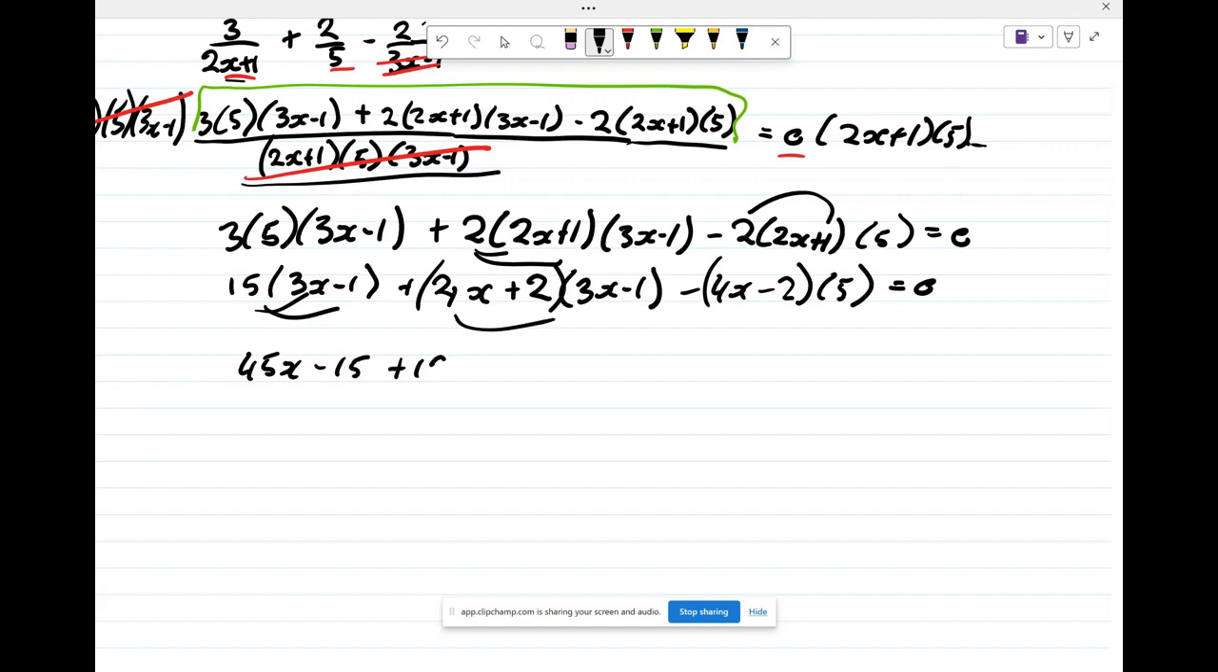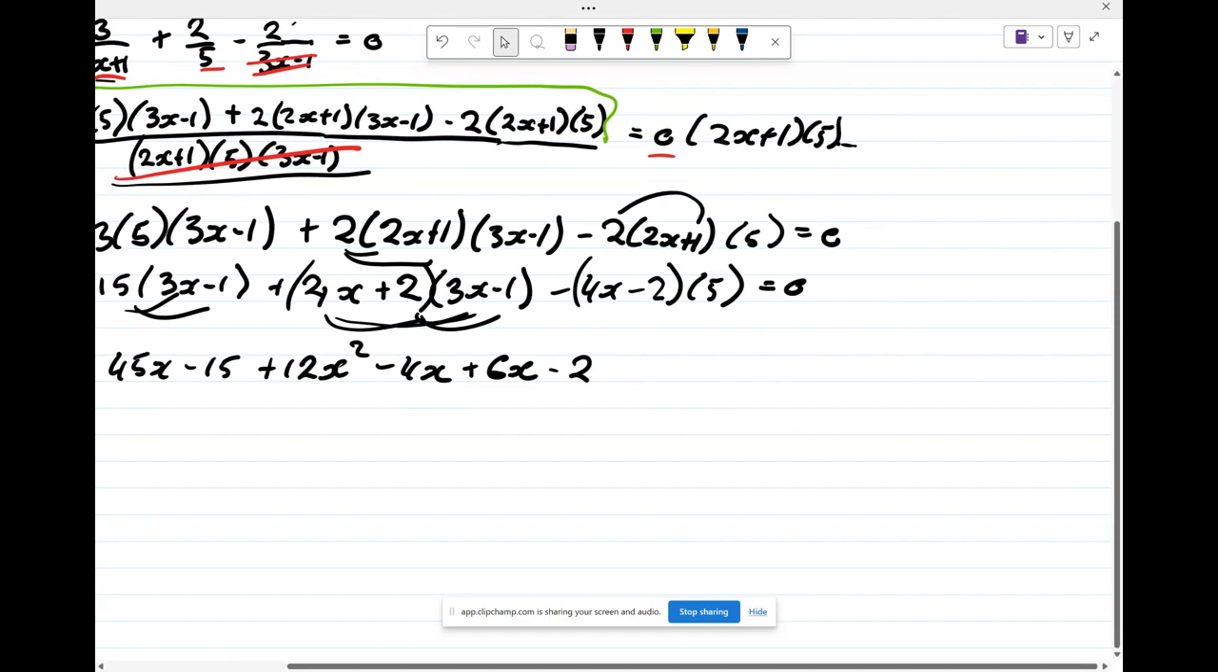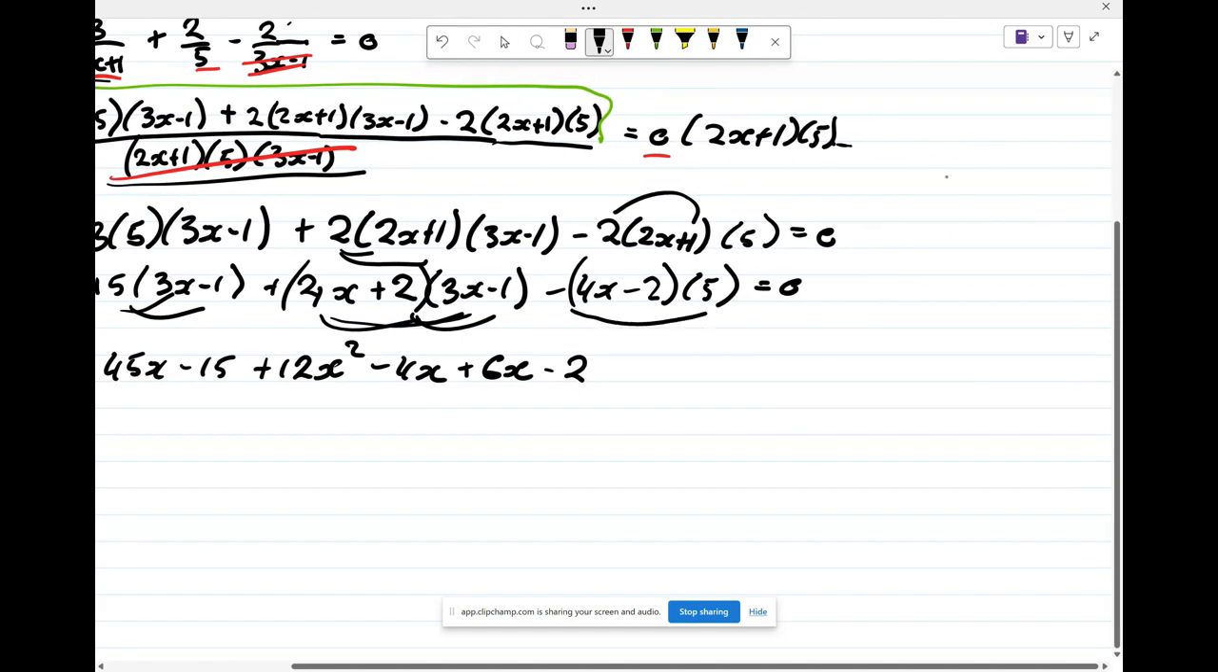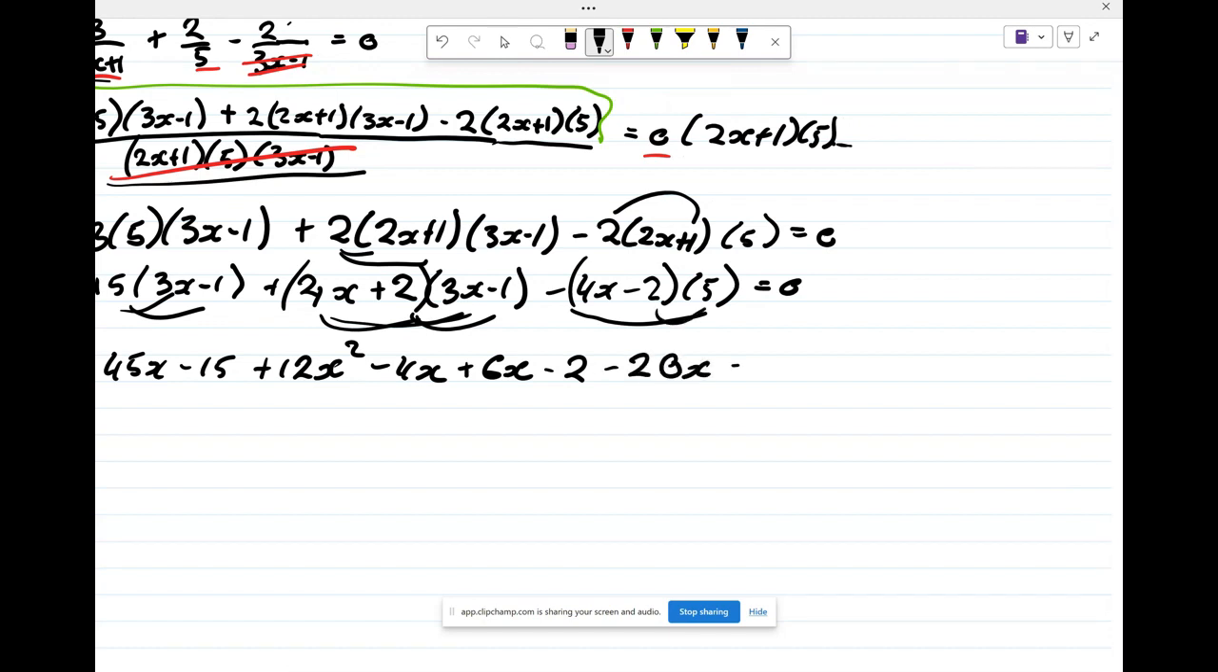4x times 3x is going to be 12x squared. Then 4x times minus 1 is going to be minus 4x. 2 times 3x is going to be 6x, and 2 times minus 1 is going to be minus 2. And moving on, then we're going to have minus 4x times 5 is going to be minus 20x. Then minus 2 times 5 is going to be minus 10, and all that's equal to 0.